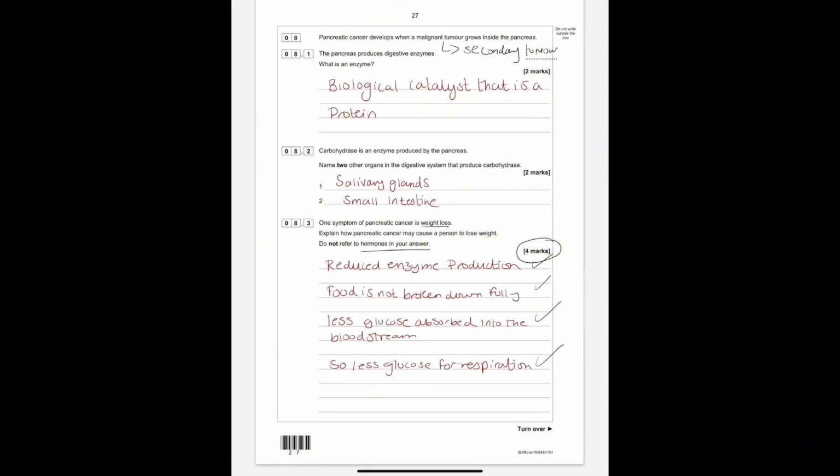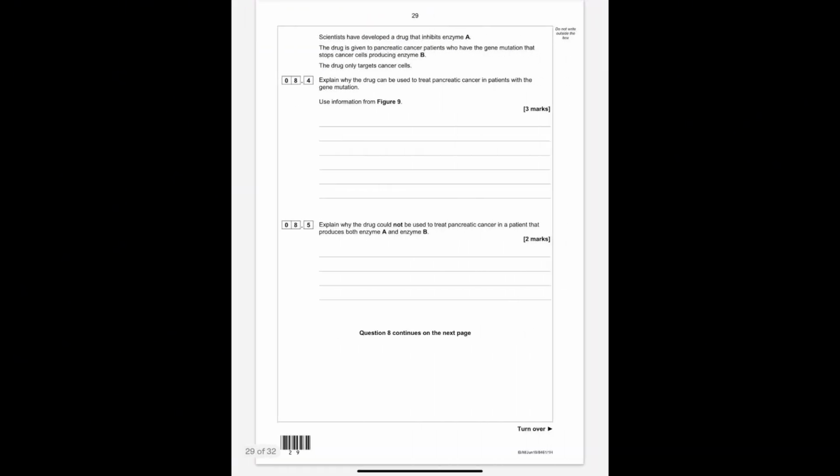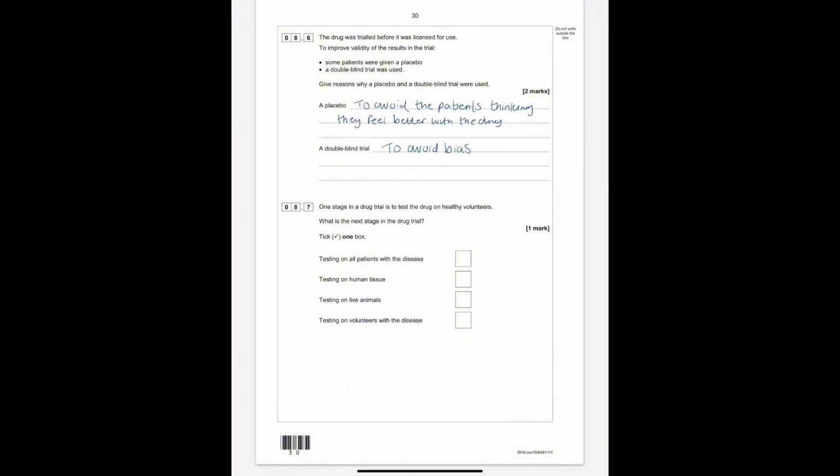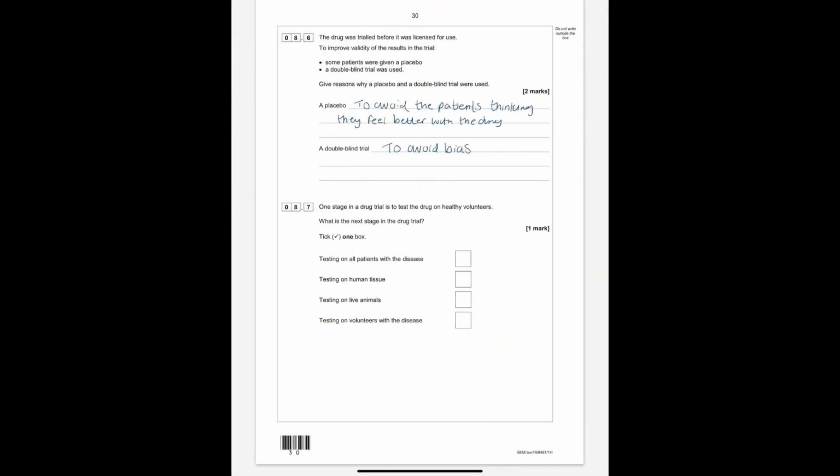Okay, right. I'm just going to go through one more question now, which is going to be this one over here, which is going to be 8.6. So 8.6, the drug was trialed before it was licensed for use. Sorry, this is part of another question. To improve the validity of results in the trial, some patients were given placebo, which is like a fake drug.